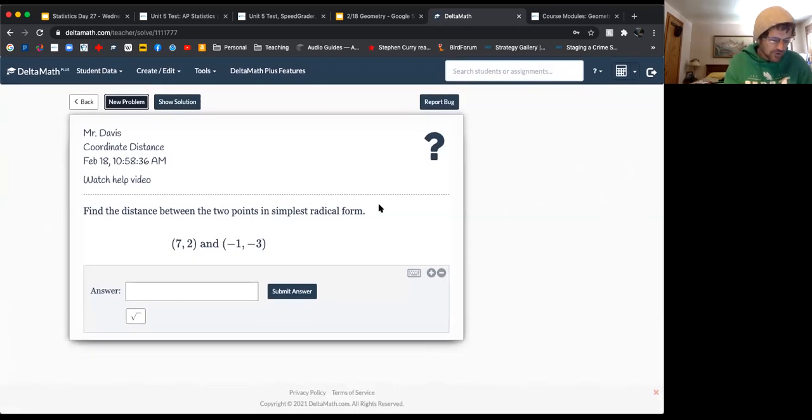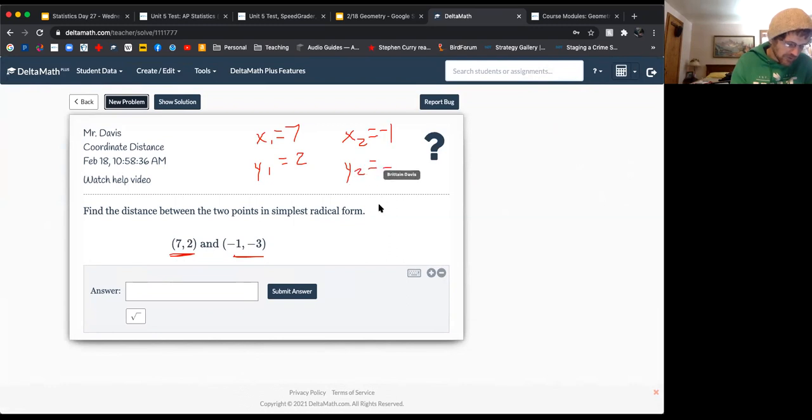All right, so if it gives you 2 coordinates, well, you're already good to go. So I will just kind of label this right here. X sub 1 is 7, y sub 1 is 2. So I'm just calling that my first coordinate. And then x sub 2 is -1, y sub 2 is -3. So now I can plug this in.